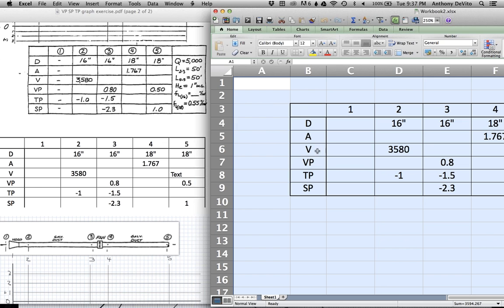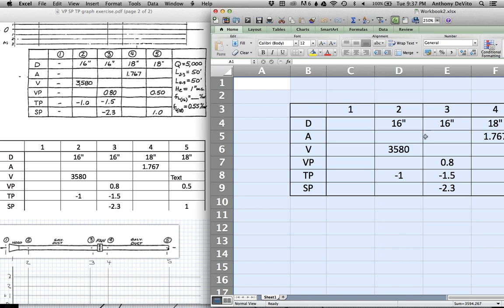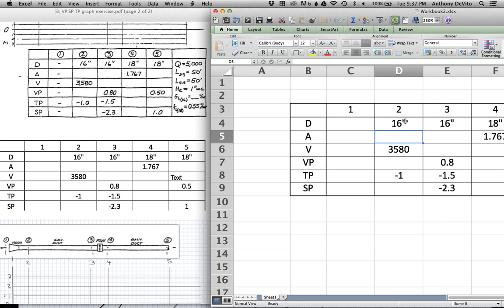Okay, so let's look at this point just after the hood. Diameter of the ductwork is 16 inches. The velocity is 3,580 feet per minute. The total pressure is -1 inch of water, right? Static pressure. Let's fill in the rest of this. Anybody got any ideas? How am I going to calculate the area? Right? So, all right, yeah, pi r squared is equal to 3.14 times the radius squared. What's the radius?